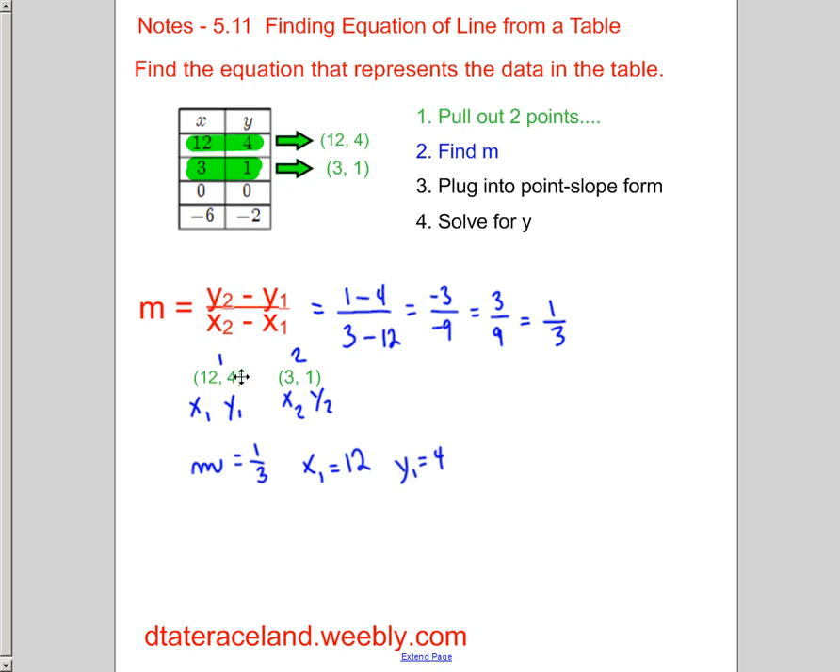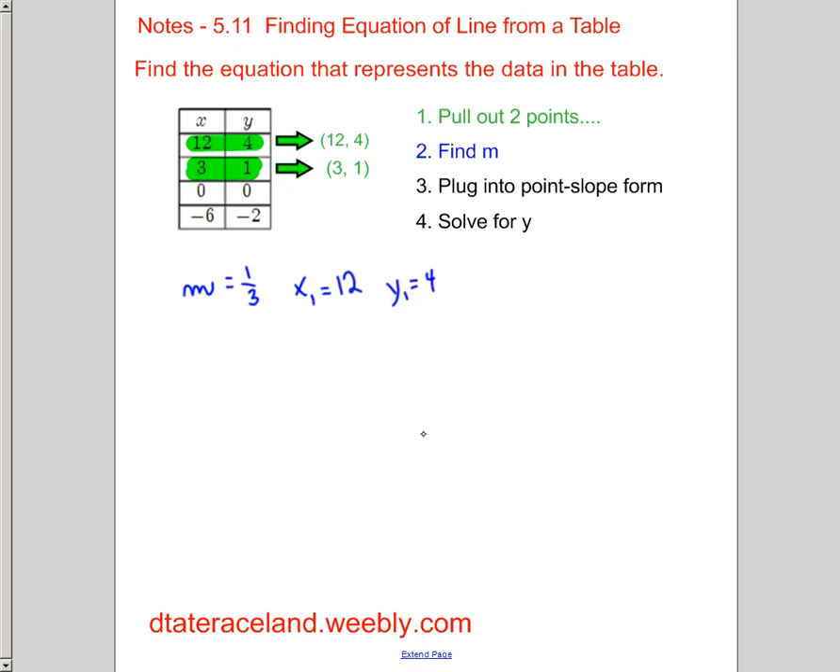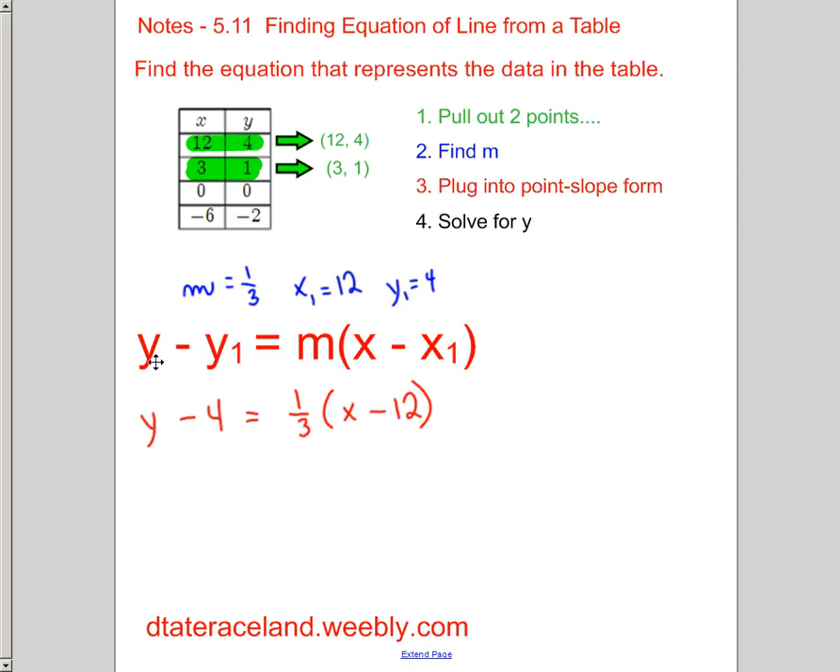And I've already got my x1 and y1 labeled. So my x1 is 12. See, this 12 was x1 and my 4 was y1. And so the next thing that we do is we plug it into the point slope form. So here's my point slope formula or equation. My slope is 1/3, so this m becomes the 1/3. My x1 is 12, so my x1 becomes 12. And my y1 is 4, so my y1 becomes 4.